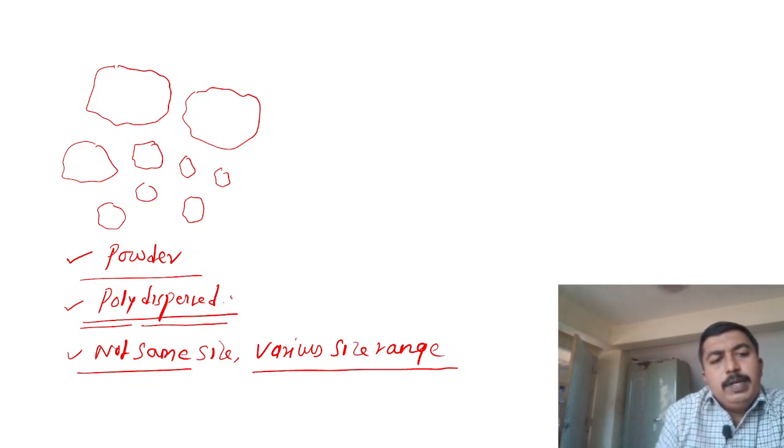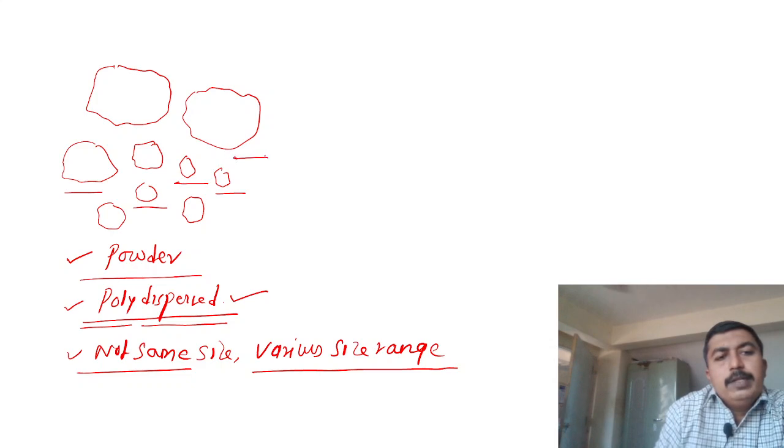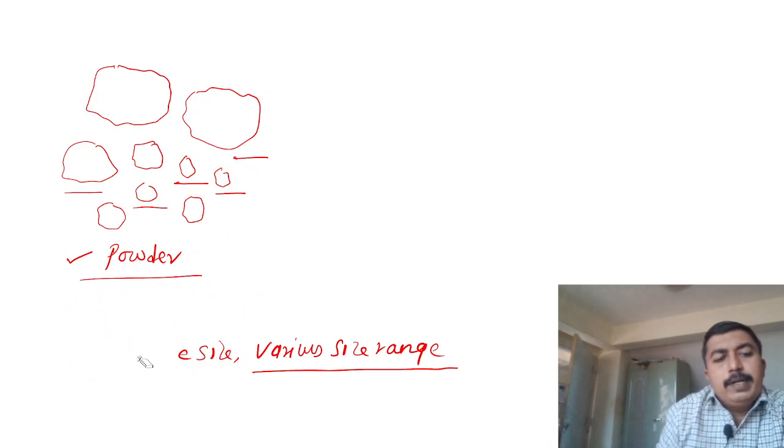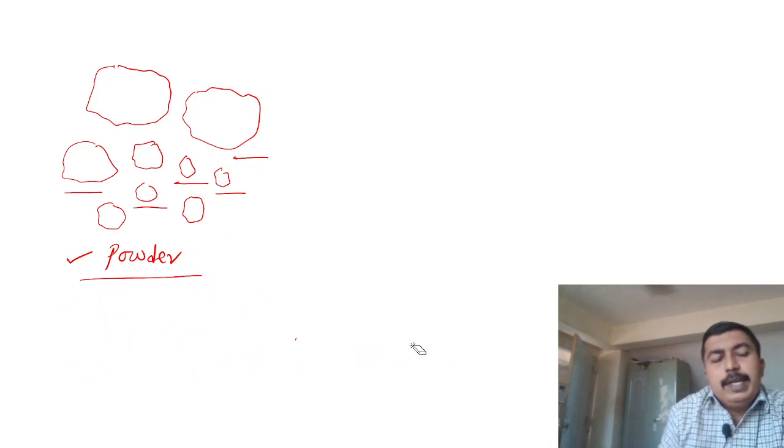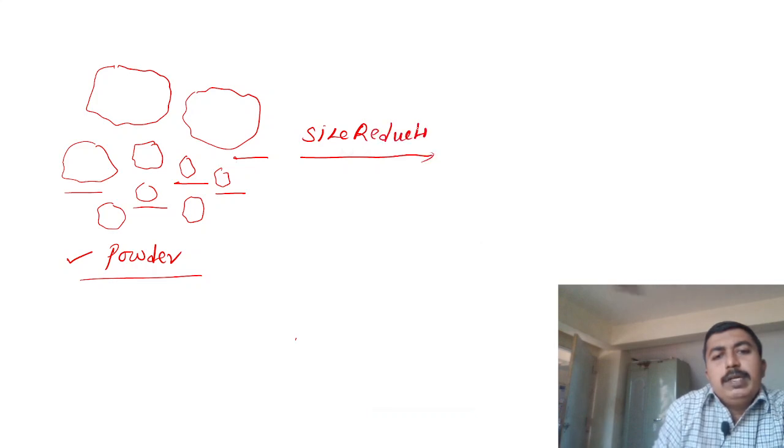Polydisperse means it consists of many powder particles, and as you can see in the diagram, a few are fine powder particles and a few are coarse powder particles. It is simply a mixture of powder particles of various size ranges. In size reduction, we break these powder particles to get fine powder particles like this.